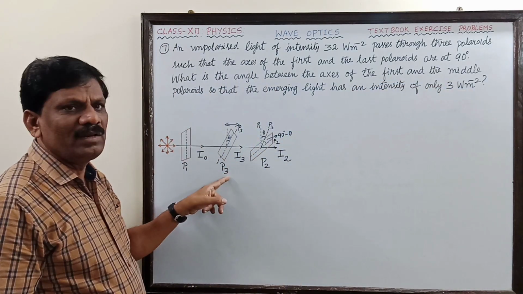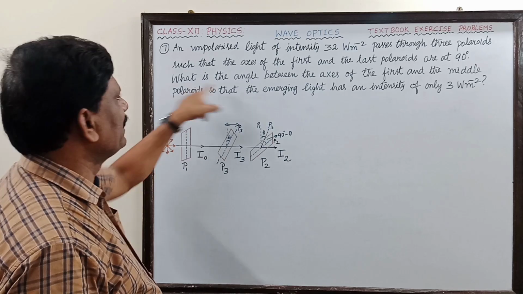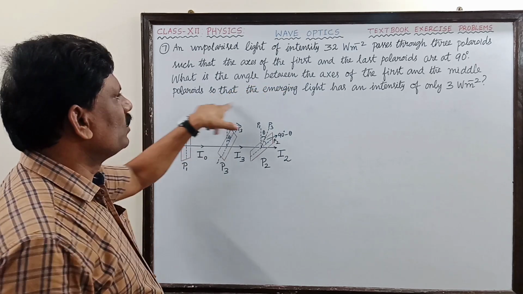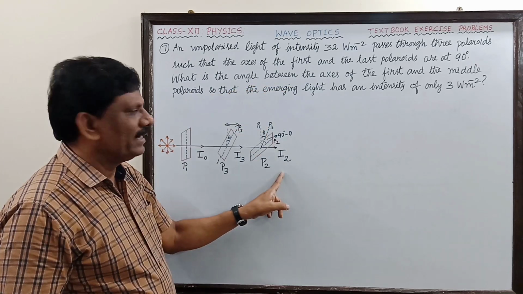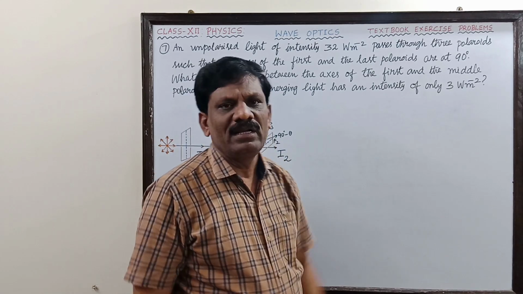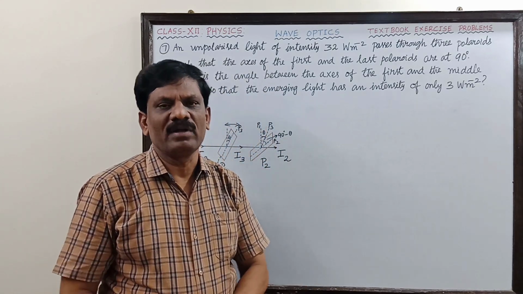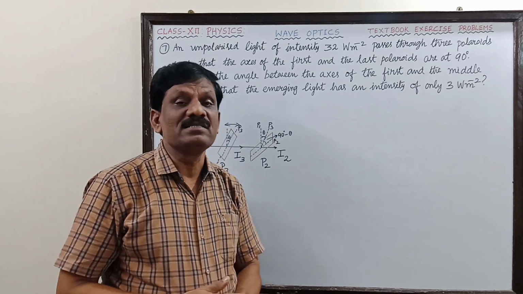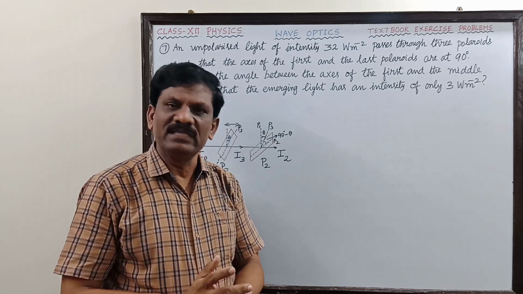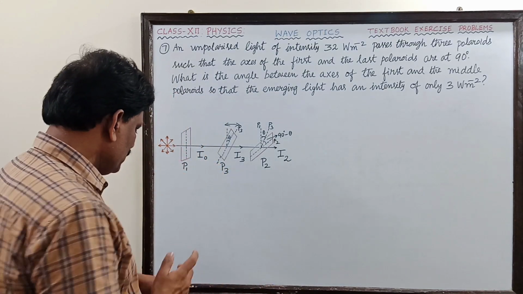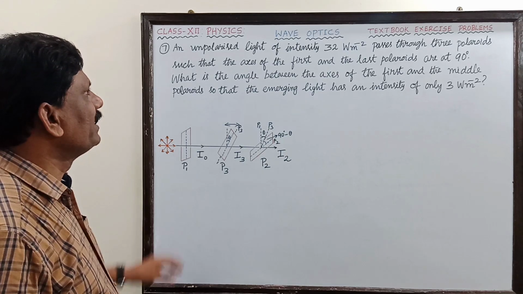The first and the middle Polaroids. What is the angle between the first and the middle Polaroids, so that the emerging light has an intensity of 3 watt per meter square? Very beautiful numerical problem. This also has been asked in the NEET and the JEE in several years. So now, my dear students, first of all, what is given here?